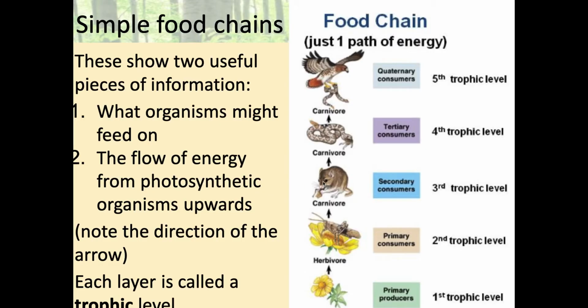So, simple food chains. The thing about food chains versus food webs is that in a food chain, you've only got one path. The plant is eaten by the herbivore, the locust, which is eaten by the carnivore, which is eaten by another carnivore, which is finally eaten by another carnivore.